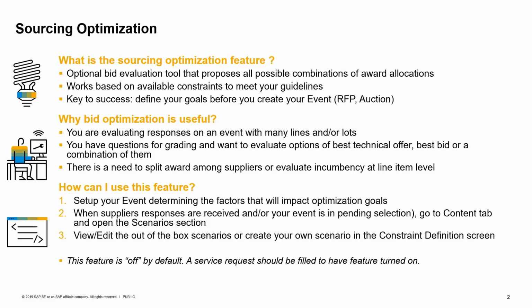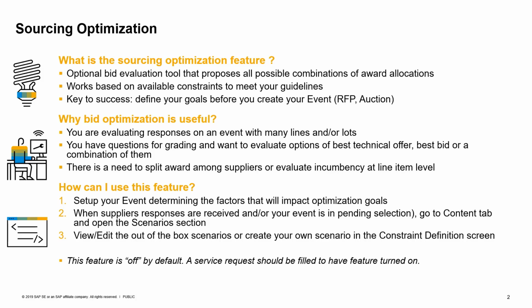And how can I use this feature? First of all, you set up your event, determine the factors that will impact your optimization goals. Then, when your supplier's responses are received or the event is in pending selection, you go to the content tab, open the scenarios section to start to work with the optimization scenarios. And there you can view, edit the out-of-box scenarios created by Ariba or create your own scenario in the constraint definition screen in order to define the best bid for your event.